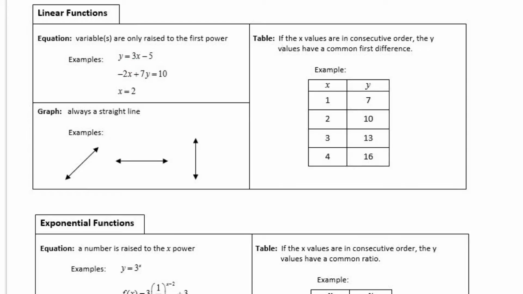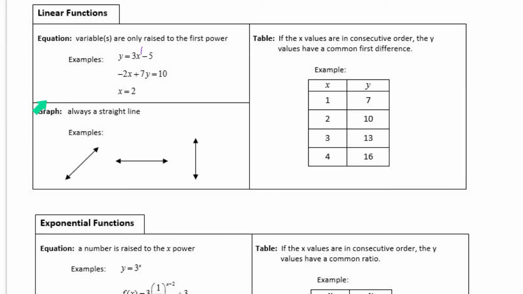We have y equal to 3 times x minus 5. Notice that the x is only raised to that first power. In the second one, negative 2x plus 7y is equal to 10. If we solve this for y, again, the x is only raised to the first power. And then the same thing, x equals 2, that's just our vertical line that we have.